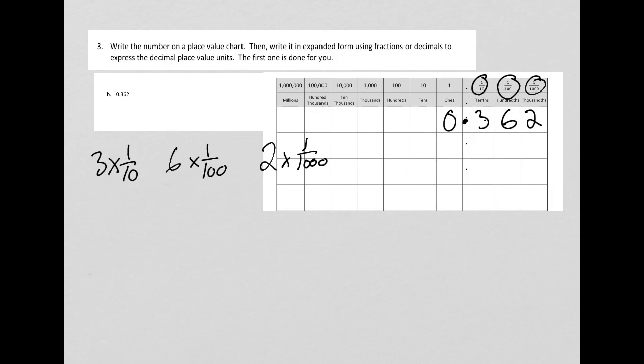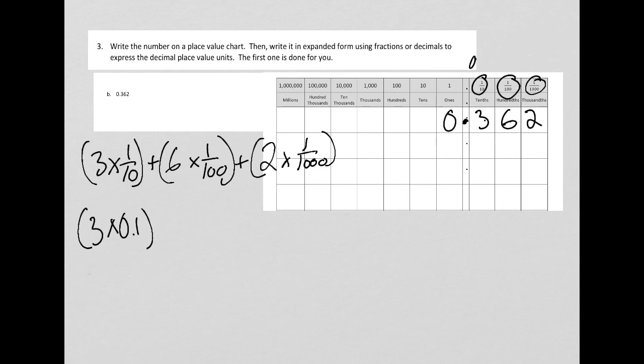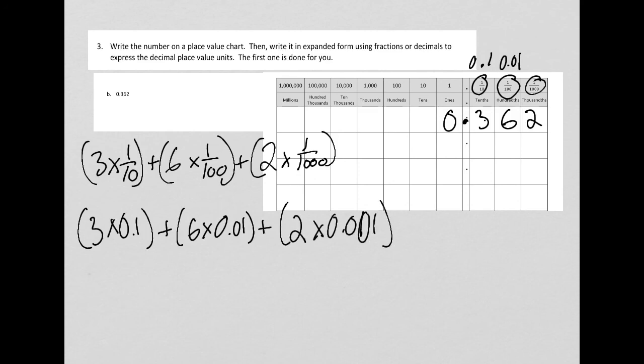Now, expanded form means I multiply these together and then add them. So you want to put parentheses around each little number unit and then add them together. This is called using fractions to write the expanded form. You can also treat them as decimals because you can see this as 3 times 0.1, because this is really also 1/10. Or you can do 6 times 0.01 because this is really 1/100. Or you can do 2 times 0.001.